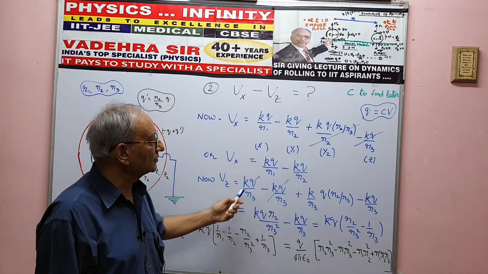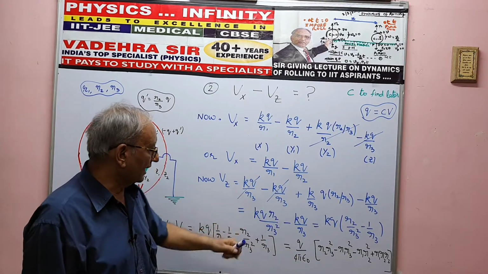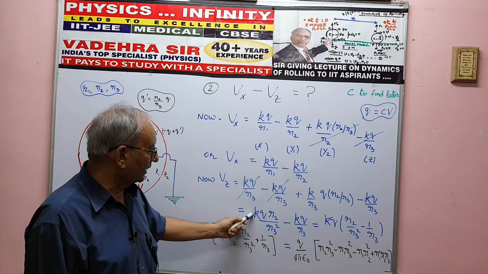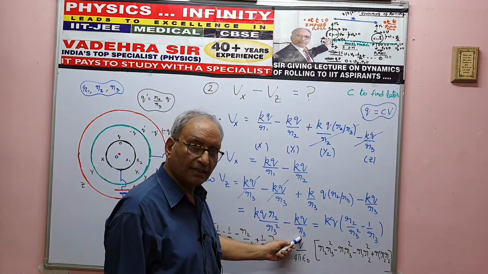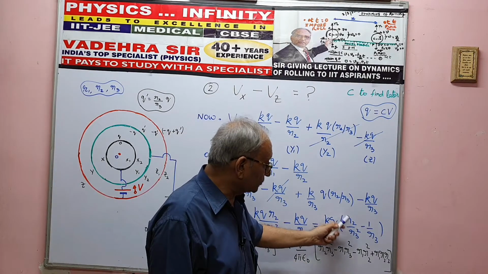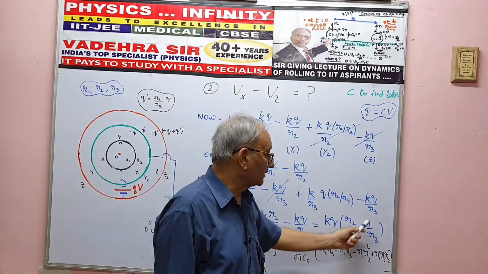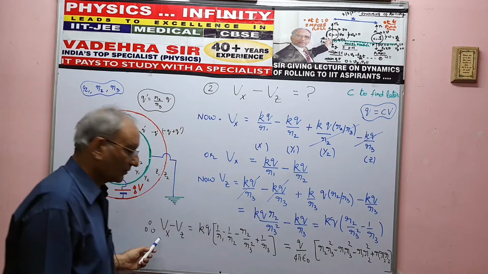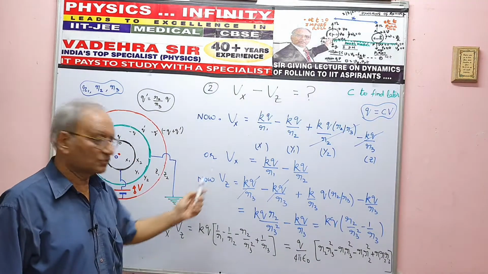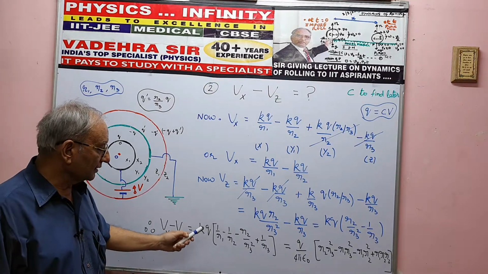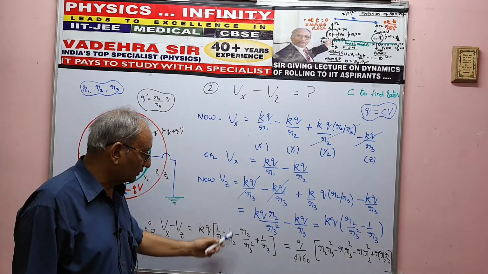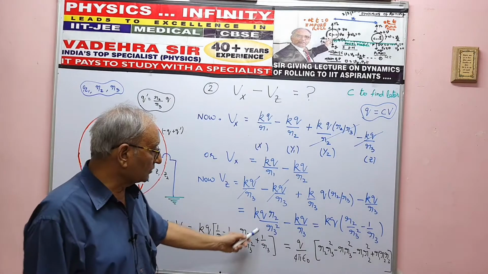These two things cancel, and I get Vz equal to kq R2 by R3 square minus kq by R3, that is kq into (R2 by R3 square minus 1 by R3). Fine. I get Vx minus Vz, that is the PD between X and Z. kq common, (1 by R1 minus 1 by R2 minus R2 by R3 square plus 1 by R3).